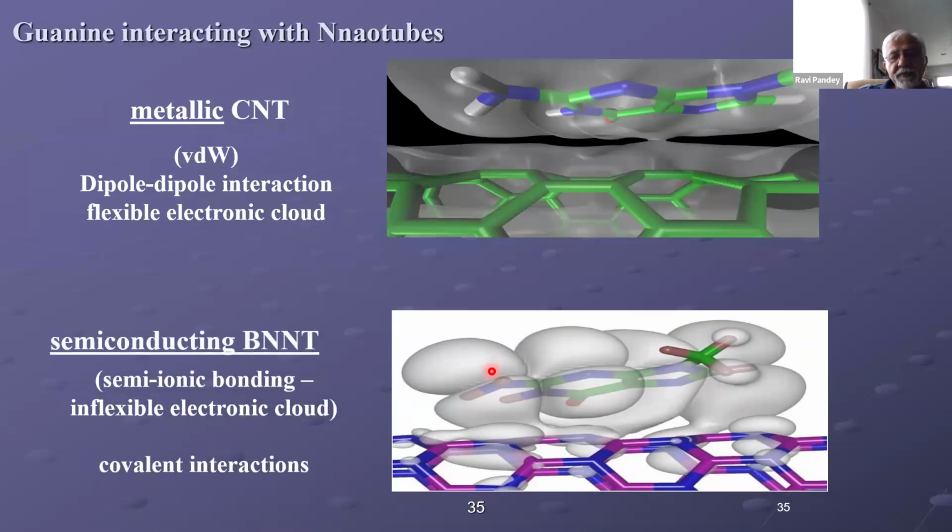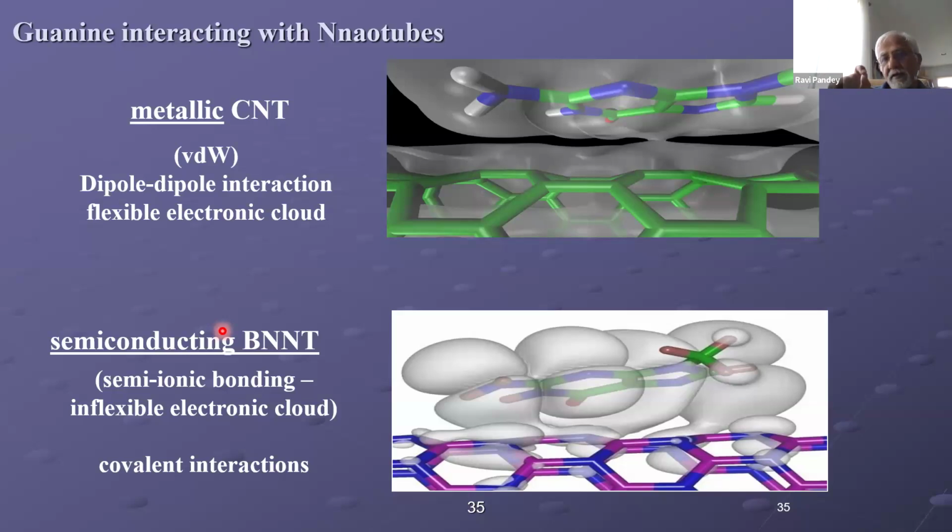In our group, we had done some calculations to look into how the guanine, the DNA molecule, what we have here on top, interacts with a metallic carbon nanotube or a semiconducting boron nitride nanotube. The reason is that the carbon nanotube is metallic, so it's a purely van der Waals type of interaction. And being boron and nitrogen, they have a charge transfer, so what we call semi-ionic bonding.